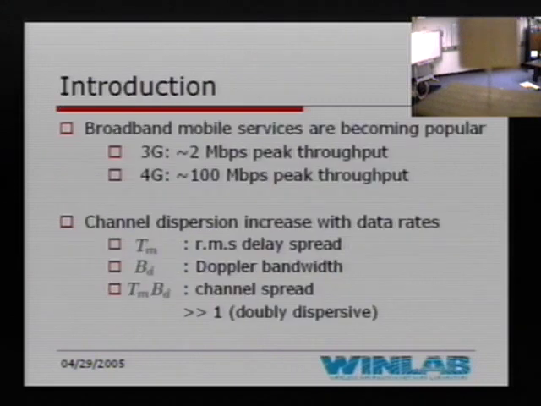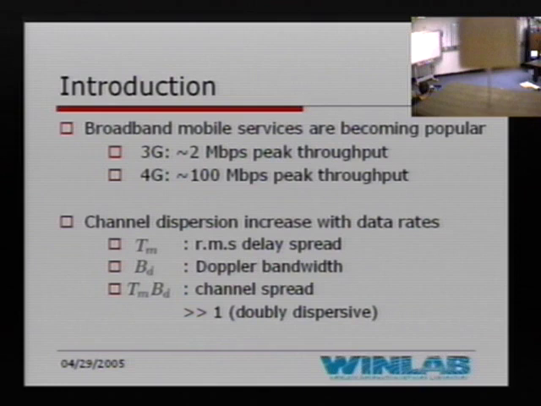As we see, broadband mobile services are becoming increasingly popular. Unlike the previous generations where applications were mostly voice driven, the future applications are going to be data driven, which requires the need for high rate, reliable communications. I just have some typical figures over here. In 3G, there's a need for 2 megabits per second peak throughput, and this is expected to increase to as much as 100 megabits per second peak throughput. And remember, this is all over wireless.